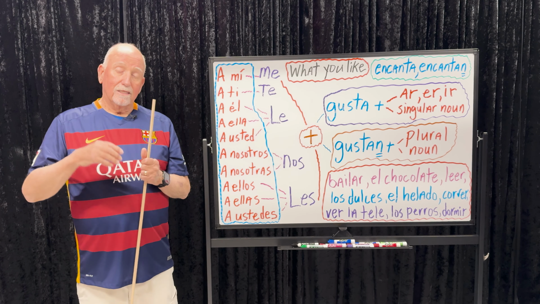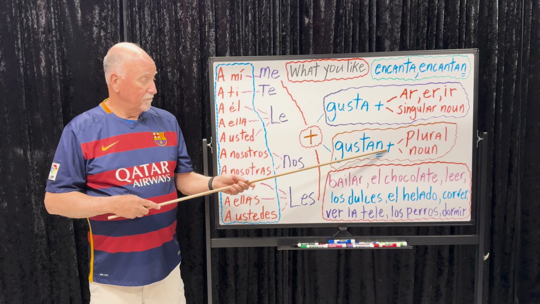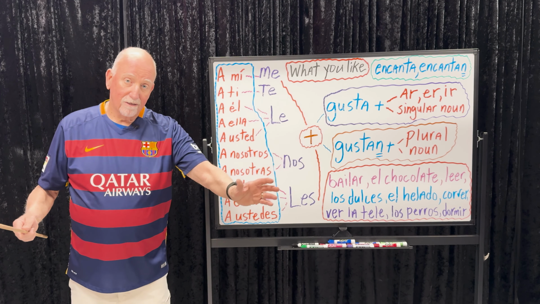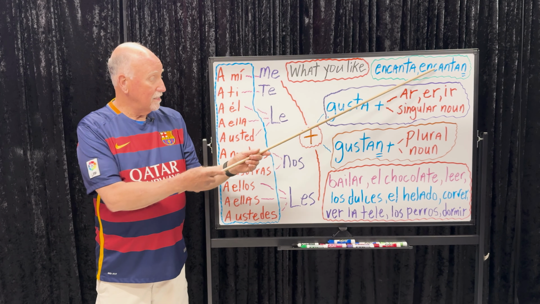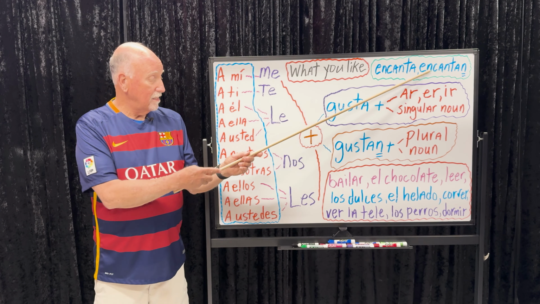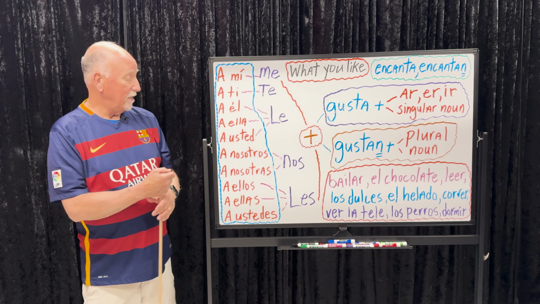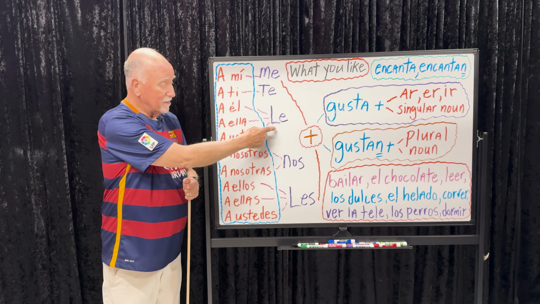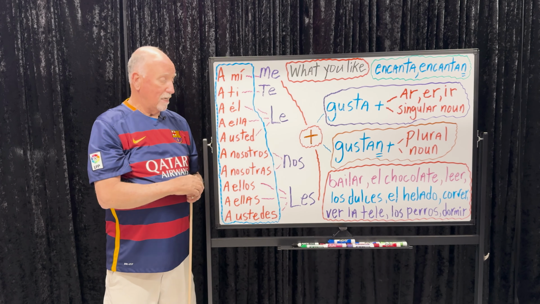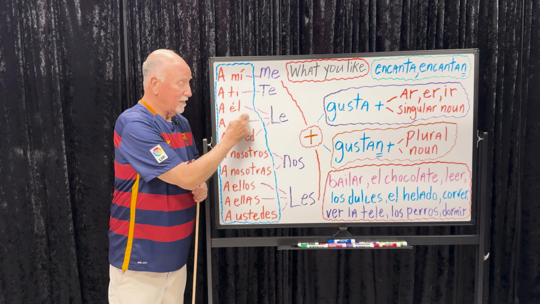Now, that's how you say that you like to do something, right? Or you like something. But if you want to say you love to do something or you love something, non-romantic, it's encanta and encantan. Just replace gusta with encanta, replace gustan with encantan. If I want to say, my mom loves to go to church, which one of these would it be? You know it's going to be le, because it's not my mom I, it's not my mom you, it's not my mom we, and it's not my mom they, it's my mom she, right? It's got to be le.